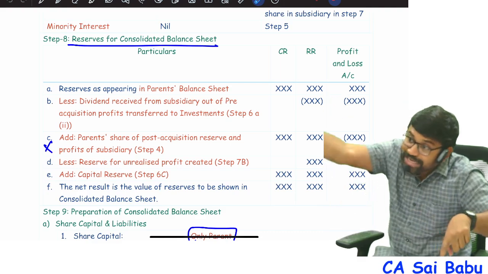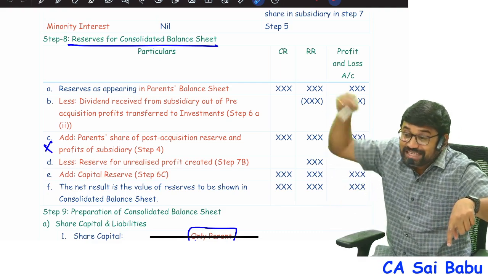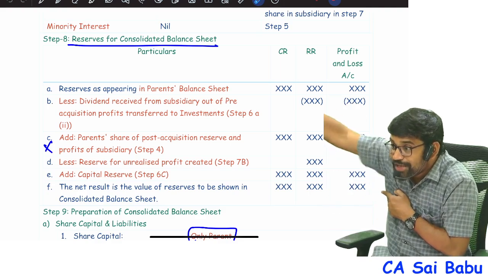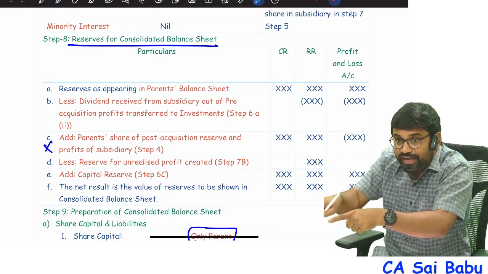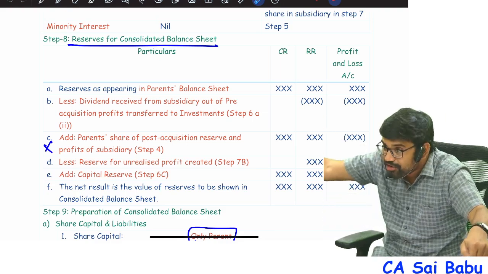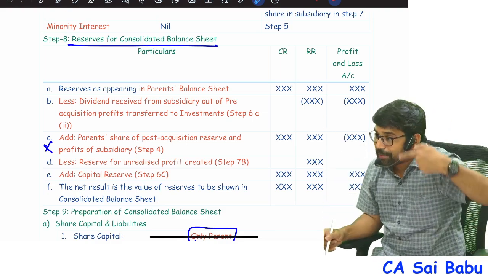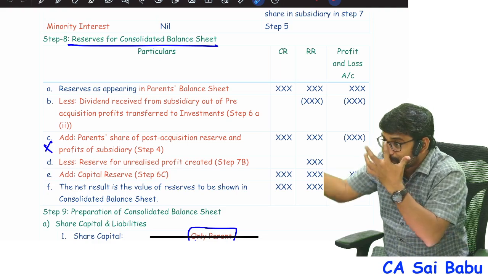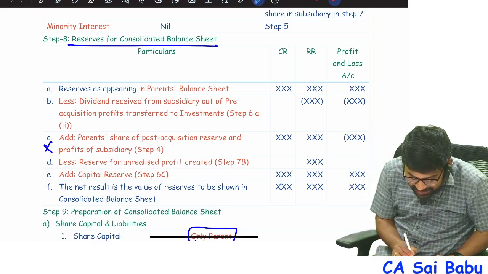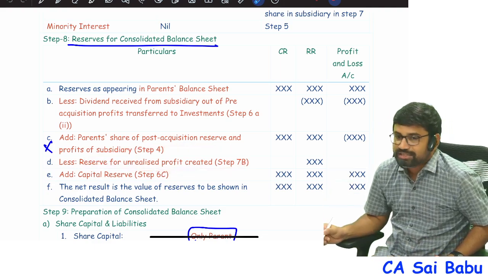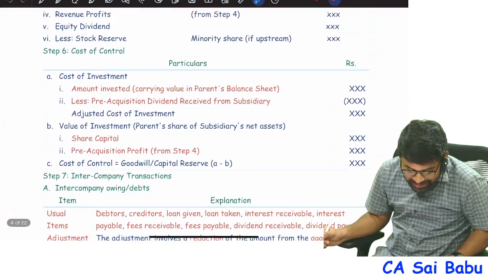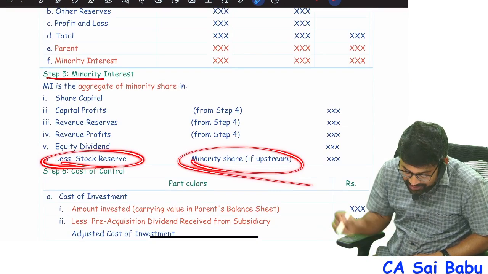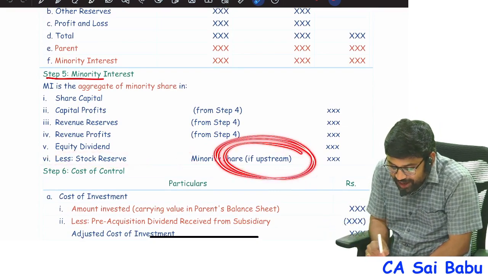Suppose the subsidiary sold goods to the parent. In the subsidiary, I have only 80%. The remaining 20% is minority interest. Therefore, this profit is included in the parent as well as minority interest. Therefore, I need to remove it from the parent company and minority interest with respect to shares. So that's why, see here, reserve for unrealized profit I will deduct. And also you see minority interest. Step number 5, you see less stock reserve, minority share. If upstream, see this, upstream.